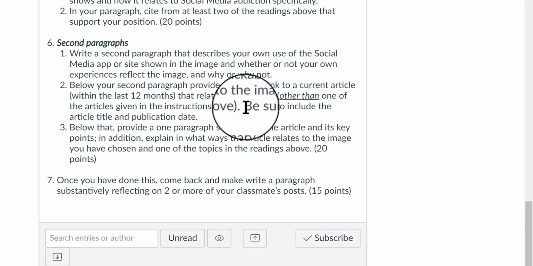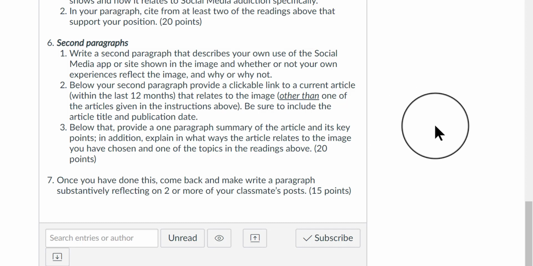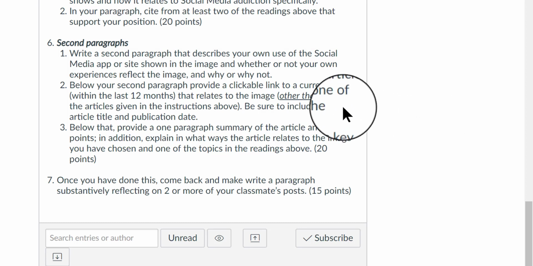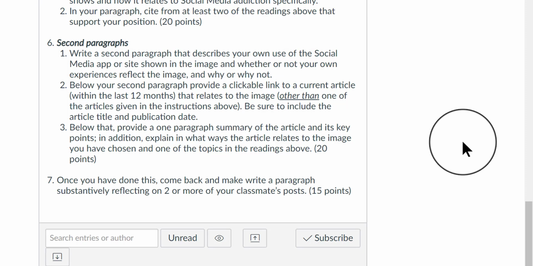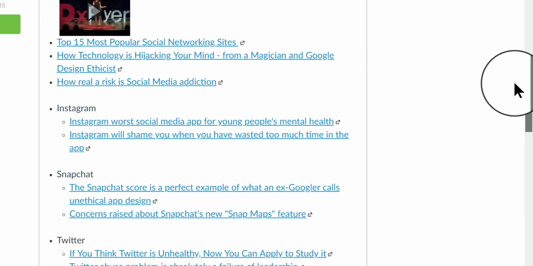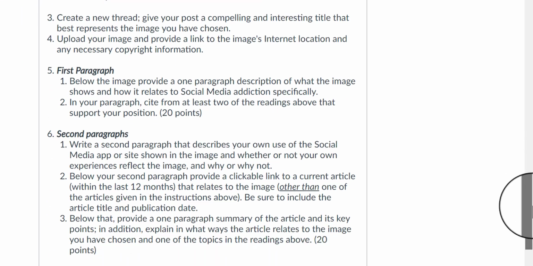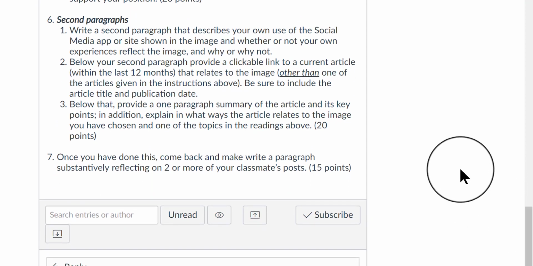Then you're going to write another paragraph that provides a clickable link to a current article within the last year, the last 12 months, that relates to the image, but it has to be different than any of the articles up here. You can't just use one of these. You have to find your own article, and include the link to that article.